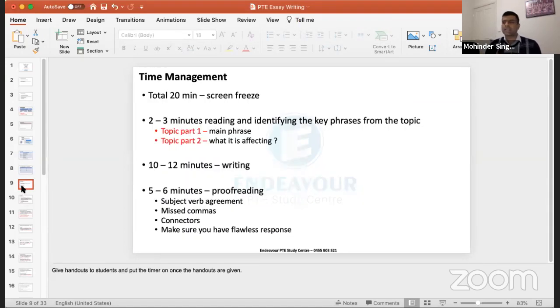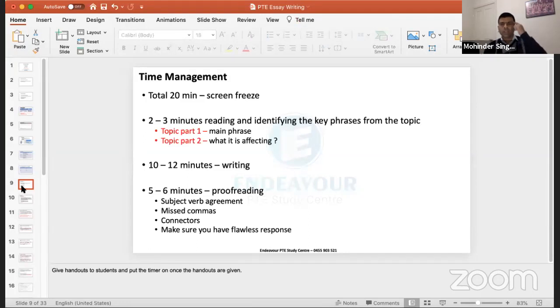Now, basically time management is the key in PTE because if you don't manage time, you can't finish the essay. 20 minutes is no time. It's just not a good enough time to give a well-finished essay. But the good thing is if you write the essay with a template, you can finish within 20 minutes with proofreading. This is the reason some of our students have scored 90. Why have they scored 90? Because they were able to proofread their essay.